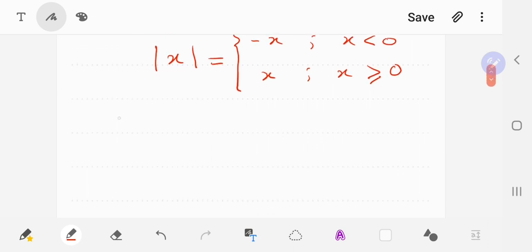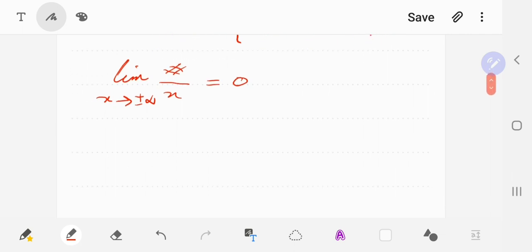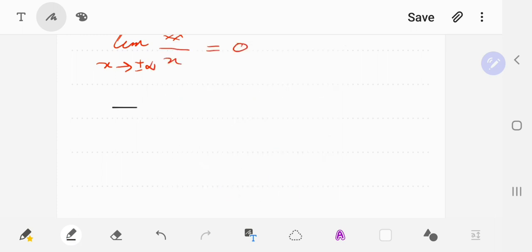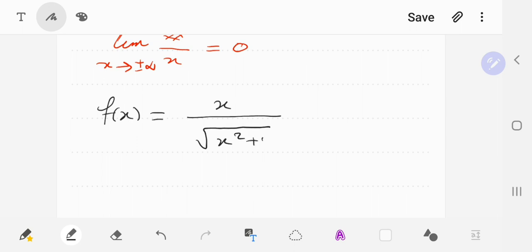And keep in mind that the limit of any number over x as x approaches infinity or negative infinity will be equal to 0. We said that before. So after we remember all of these and keep them in our mind, we need to try to find horizontal asymptotes of a function like x over square root of x squared plus 2.